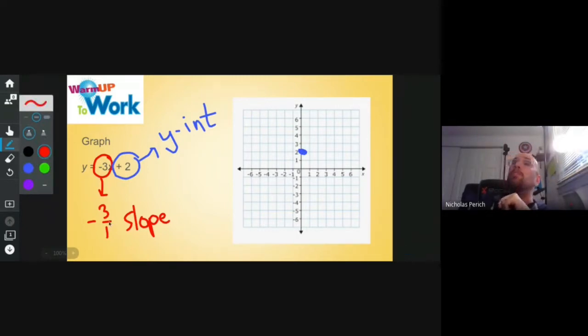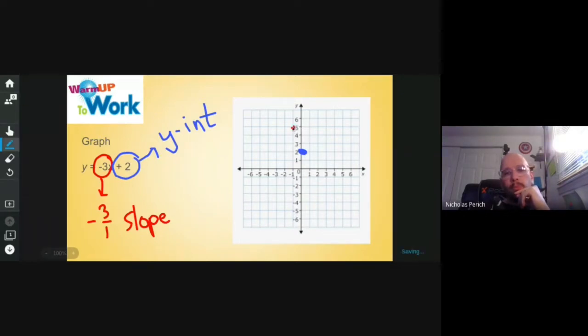So my slope is negative 3 over 1. A negative slope. Up and to the left. So I'm going to go up 1, 2, 3, left 1. I'm going to go up 1, 2. Oh, I ran out of room.